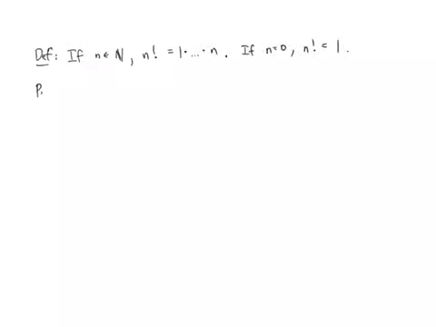All right, and here's a proposition about the factorial. If n is a non-negative integer, then the sum from i equals 0 to n of i times i factorial is equal to (n plus 1) factorial minus 1.